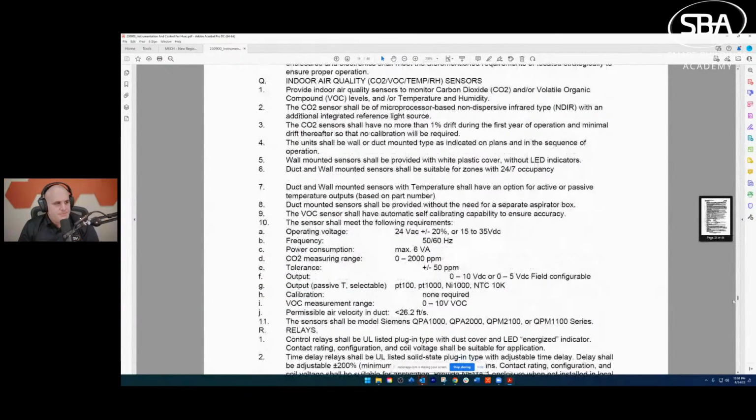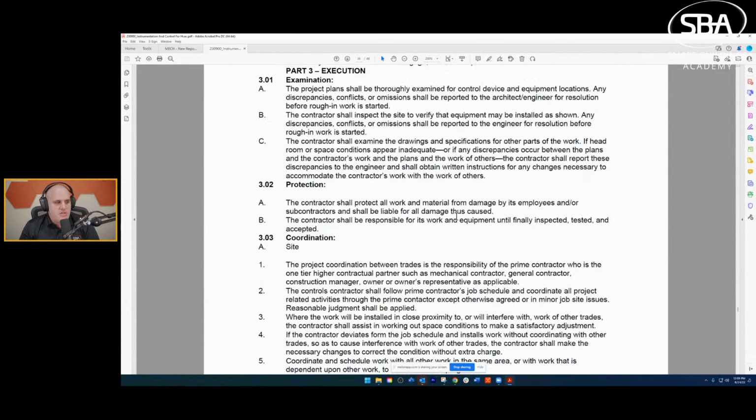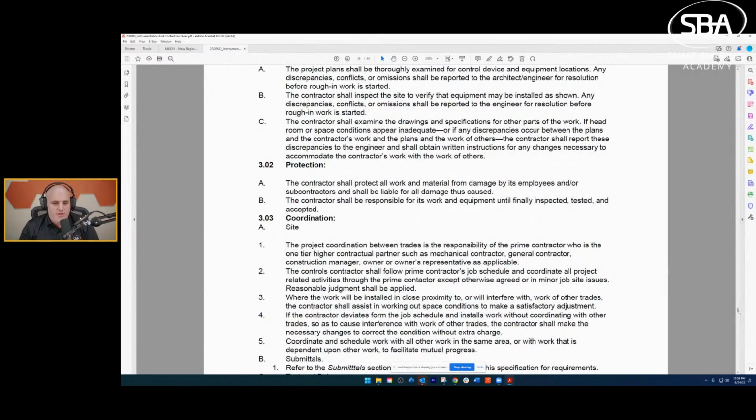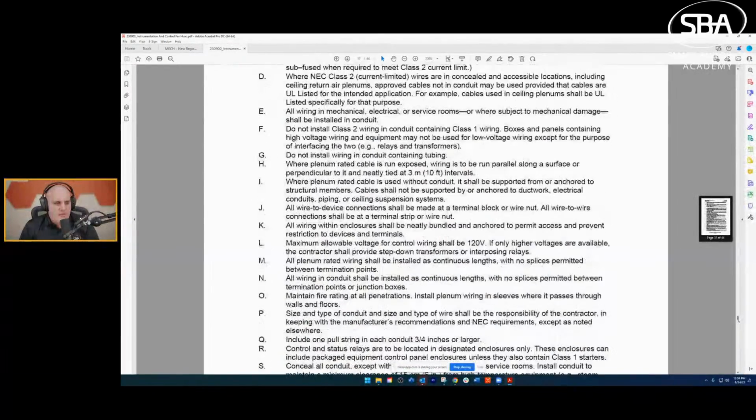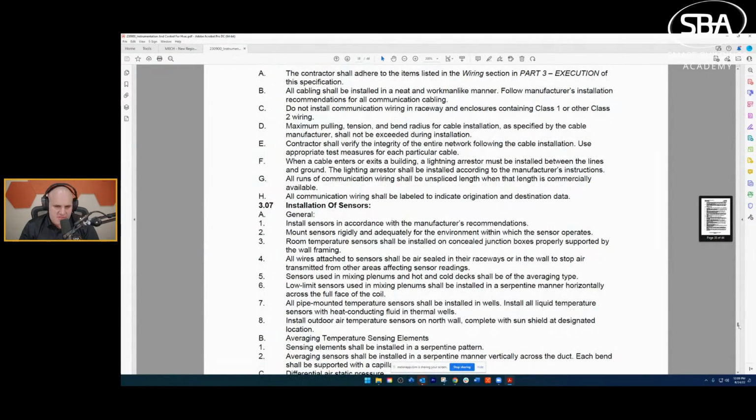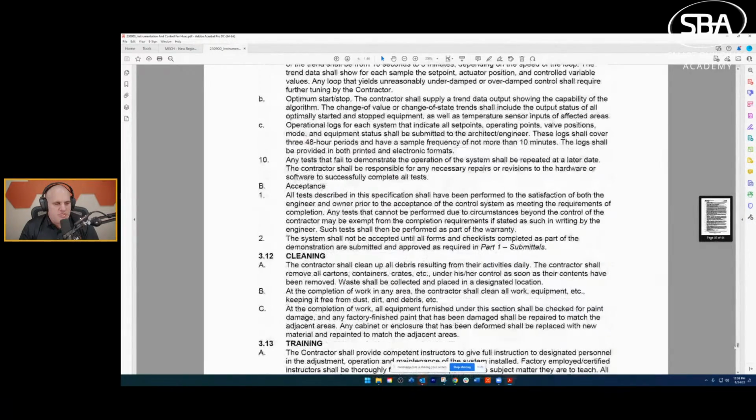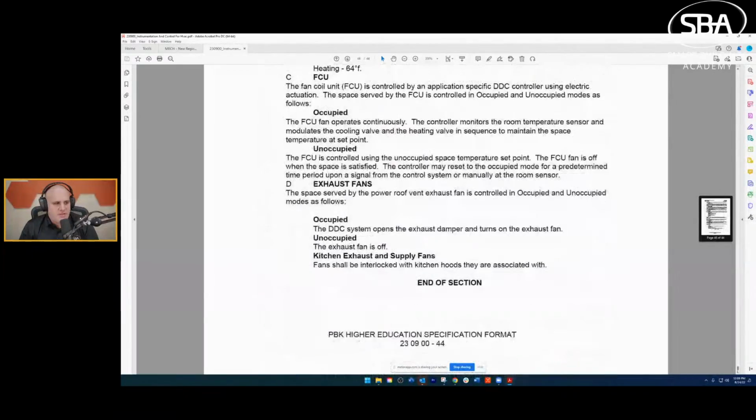Then eventually we'll get to part 3, which is typically called execution. This will talk about the execution of the project. So whereas general will typically get into submittal and initiation, part 3 will typically talk about execution. So how do we coordinate? How do we validate? And then how do we ensure proper operation of the system, sequence of operations? And then how do we go and close out the project? So we'll see all of this kind of come together real quick.